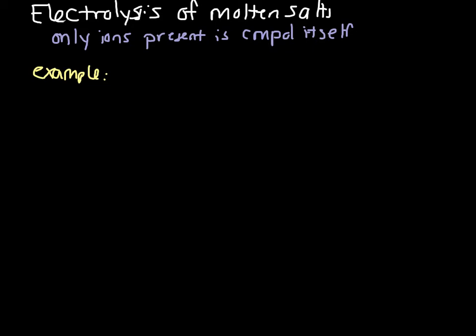So what makes a molten salt unique? Well, only ions present in the compound and the electrolyte itself is the compound itself. So it's very easy to determine which ions are going where. It's when they're in that aqueous solution does it get a little bit tricky, and you have to figure out which ion's going to go where and which one has more of reduction or oxidation power over the other ions in that solution. And that is in 19.2.